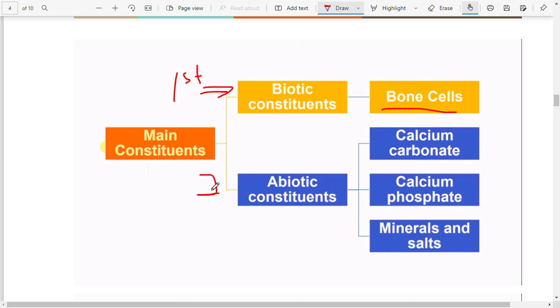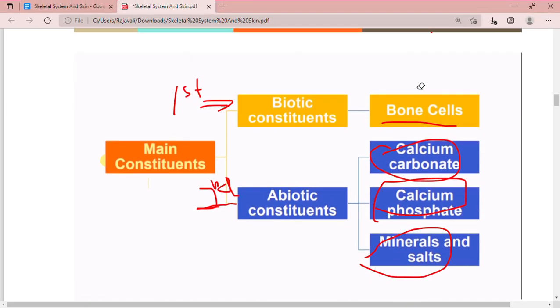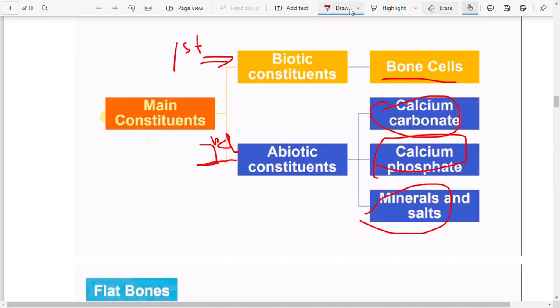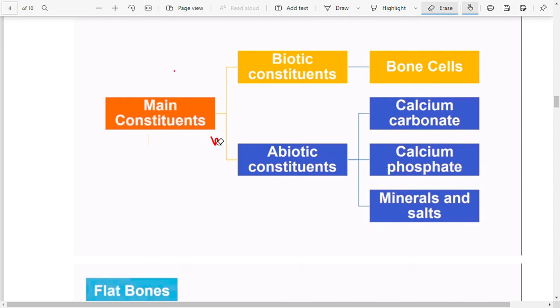Now the second type of bone constituent is what? The second type I am talking about is the abiotic constituents. In these abiotic constituents, you have calcium carbonate, calcium phosphate, and minerals and salts. Am I clear? These three are the main constituents. I hope you have understood the biotic constituents and the abiotic constituents.